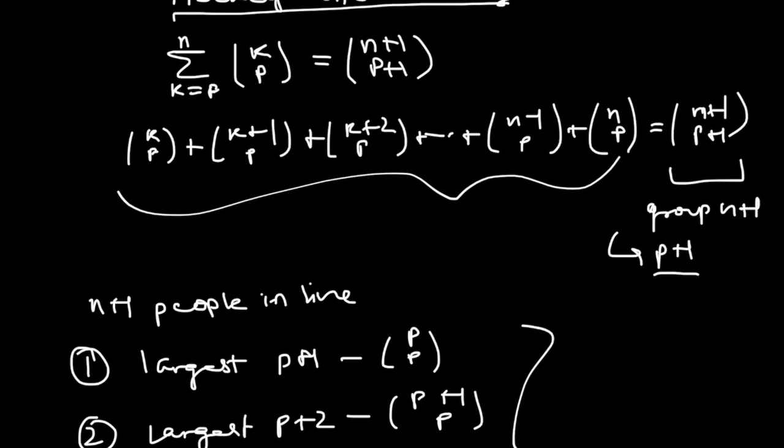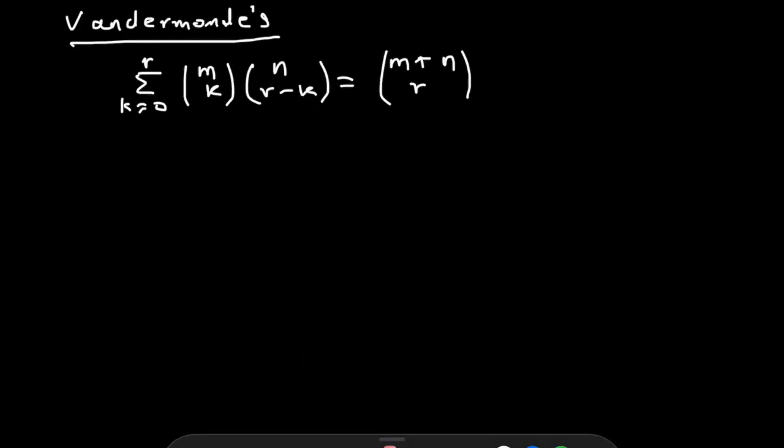Let's move on to the last example, which is Vandermonde's identity. So here is Vandermonde's identity, and this identity is quite tedious to prove with algebra, but thankfully there's a really easy way to prove it using a committee forming argument. So let's go ahead and see how we can prove it using committee forming.